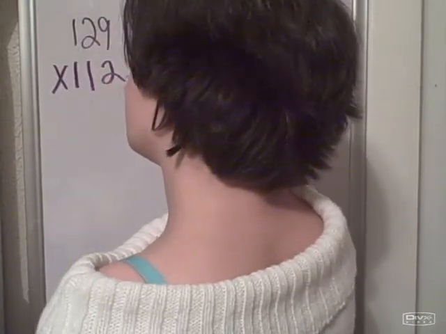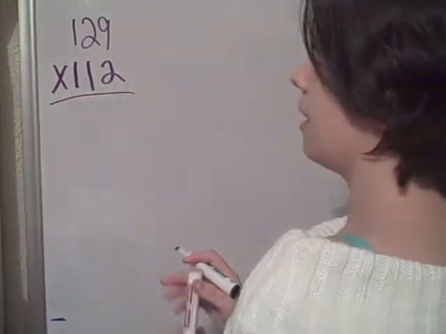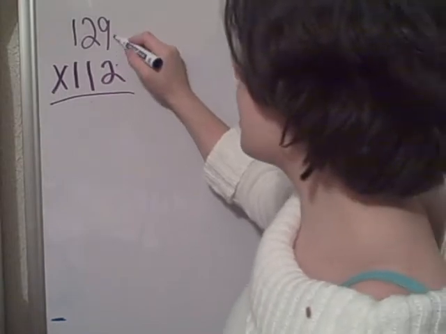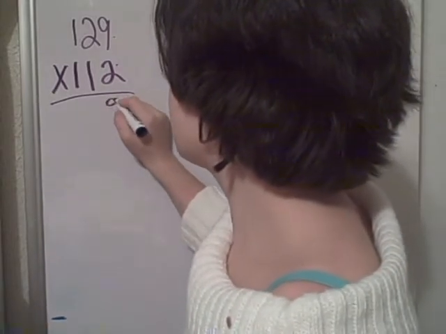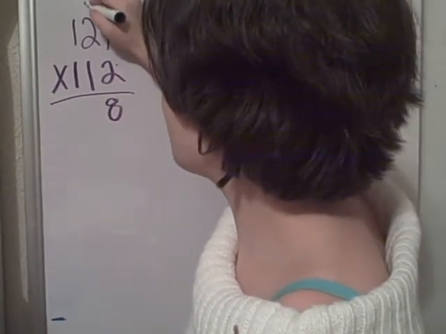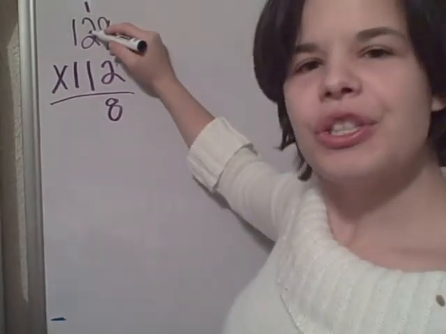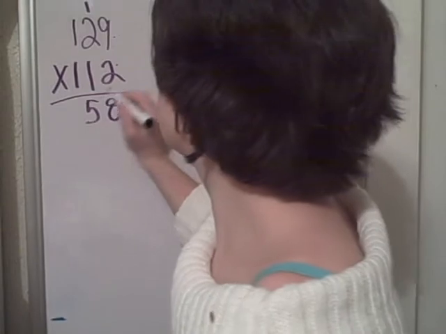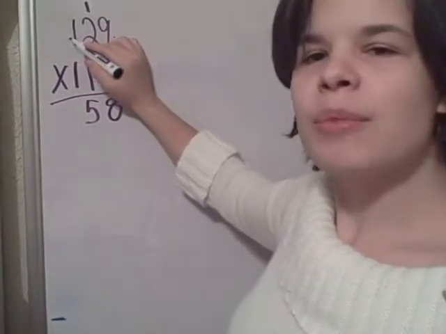Let's do 29 times 12. So we're just going to do this problem how we would normally do it. We do 2 times 9 is 18. Carry our 1. 2 times 2 is 4 plus 1 is 5. Then we do 2 times 1 is 2.